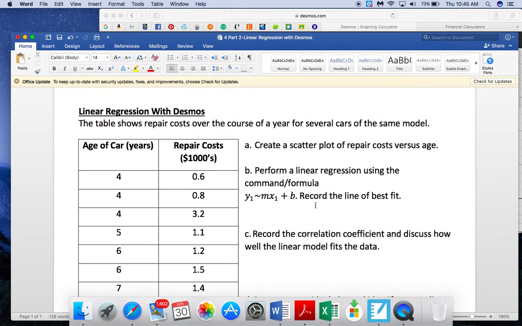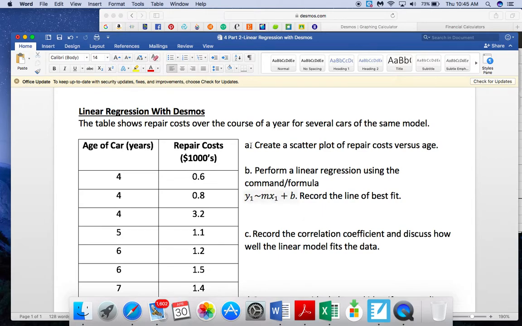So now, in order to find the line of best fit, part B says perform a linear regression using the command or formula y1 tilde, that's the tilde symbol, m x1 plus b. So basically your line of best fit formula with the tilde in place of an equal sign because it's a command that we're giving to Desmos.